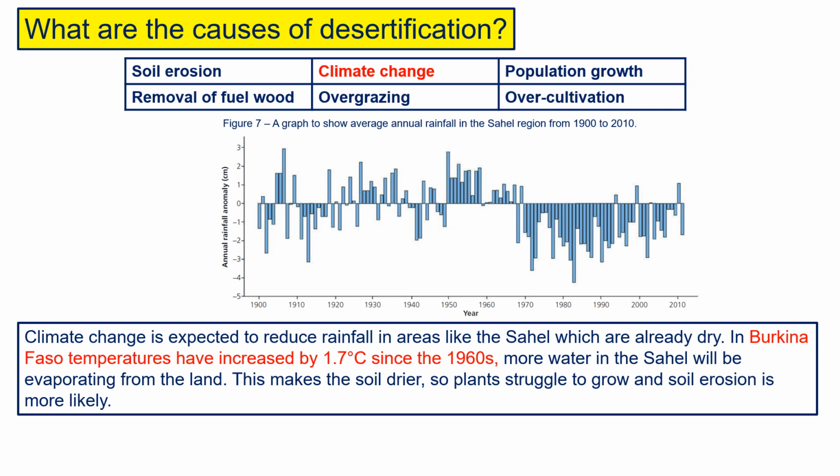Climate change is one cause. In Burkina Faso, which is in the Sahel, temperatures have increased by 1.7 degrees since the 1960s. This means that more moisture is evaporated from the soil, so less plants can grow, which means there are less roots holding the soil in place. Therefore, the wind blows away the topsoil, leaving behind the infertile soil.